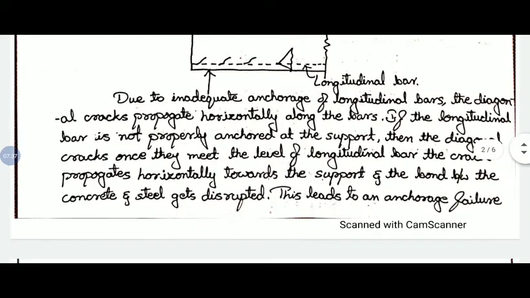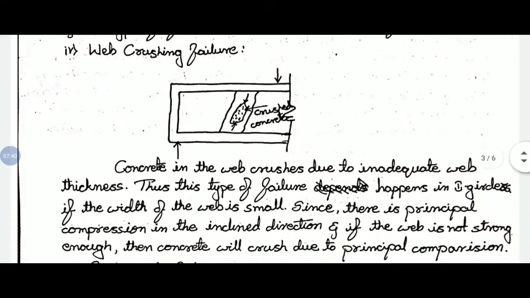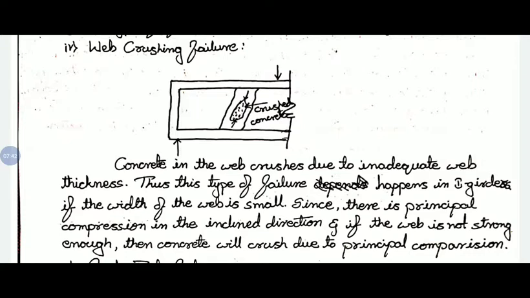Next type of failure is web crushing failure. So here concrete web crushes due to inadequate web thickness. If the thickness of the web is not sufficient to carry the loads, so that is bw, what we say the web thickness, if it is insufficient, the concrete in the web portion will get crushed as the load increases, and thus the strength of the section or strength of the member reduces.